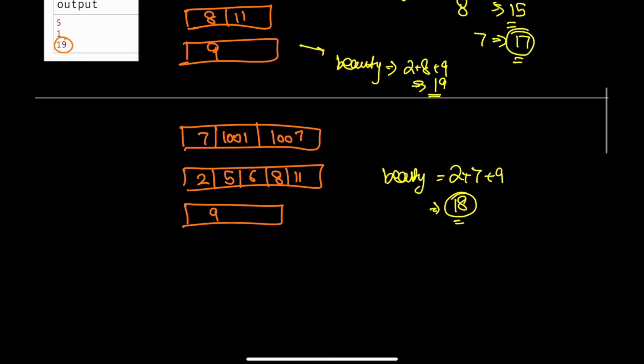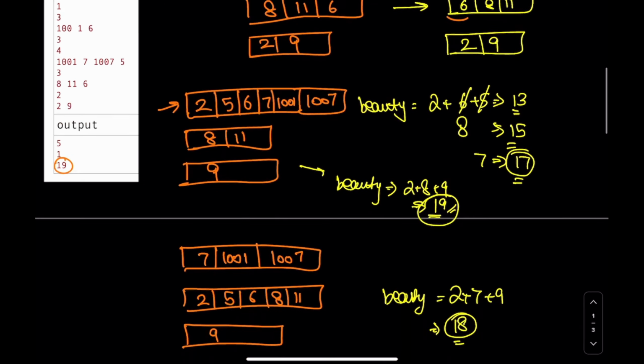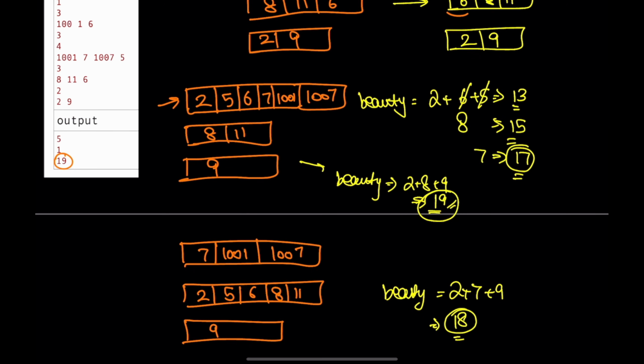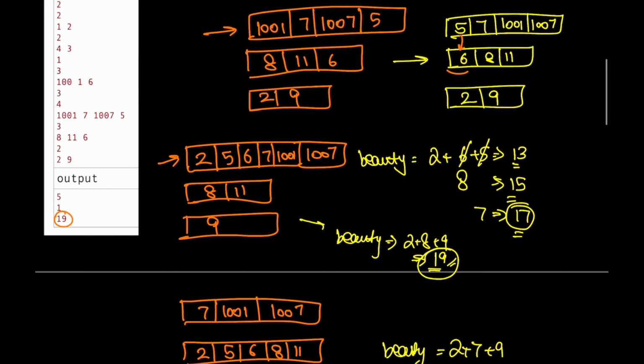So this is still less than this. So our answer is still this. And if we move it to the last array, what would be the beauty?